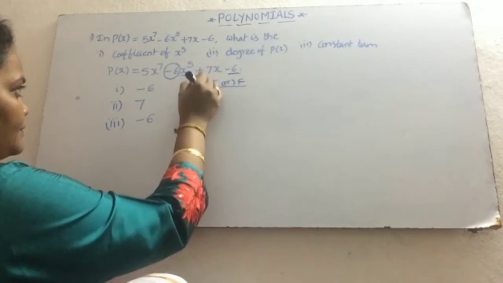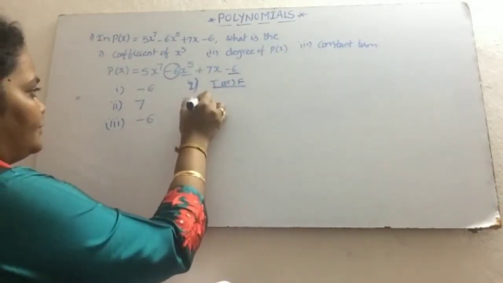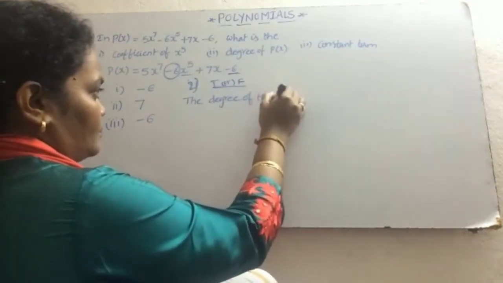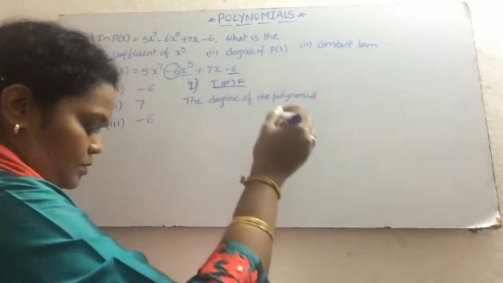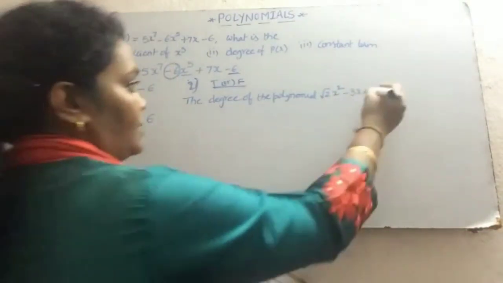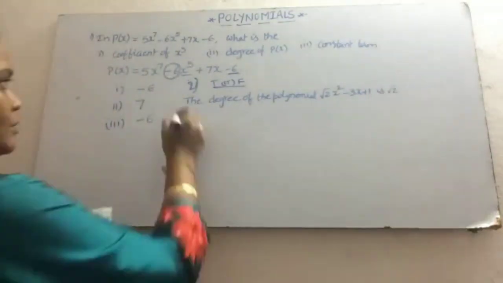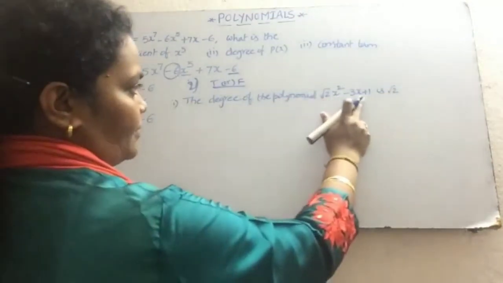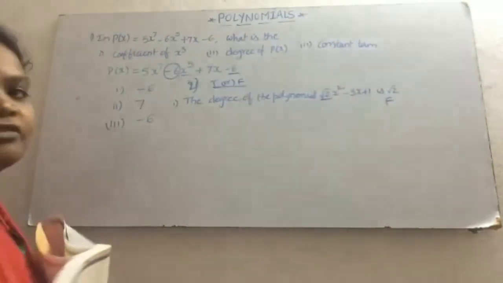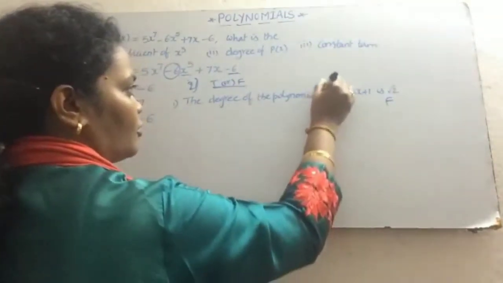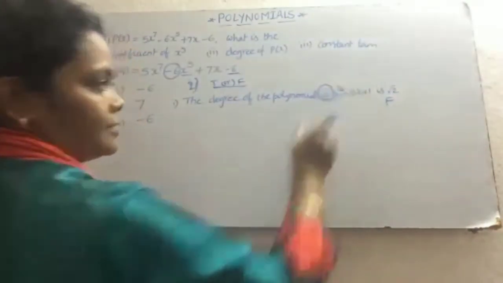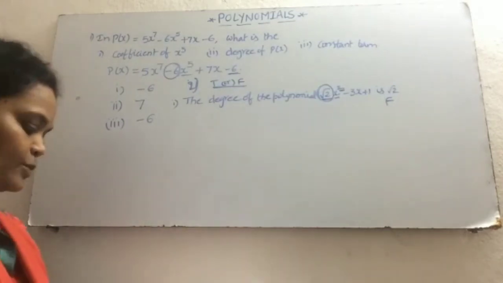Second one, the degree of the polynomial root 2x square minus 3x plus 1 is root 2. The degree of the polynomial root 2x square minus 3x plus 1 is root 2. This is false. Why? Because root 2 is the coefficient of x square, not the degree of the polynomial. The degree of the polynomial is 2.